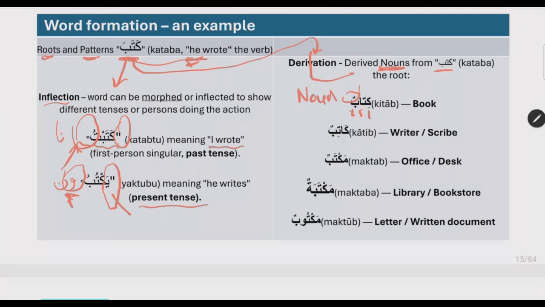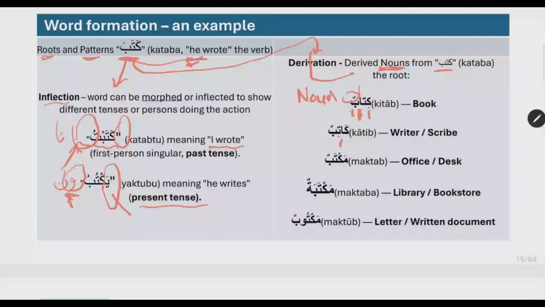Then we have katibun, which means a writer. If you look, the alif is in a different position here. It's the second letter here. It was the third letter. Can you see that? It was kataba, kata, and then the alif there. Here it's kaf, then alif in front. It makes it the writer or the scribe, the person doing the writing.